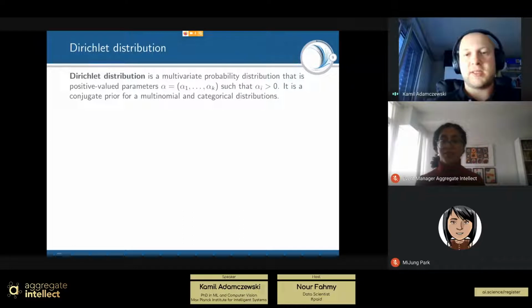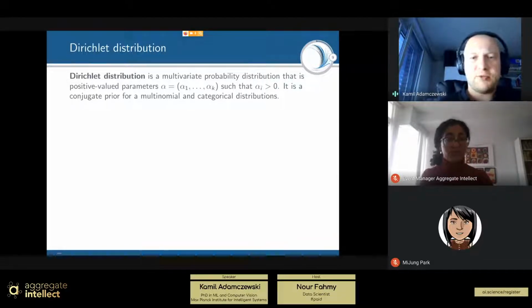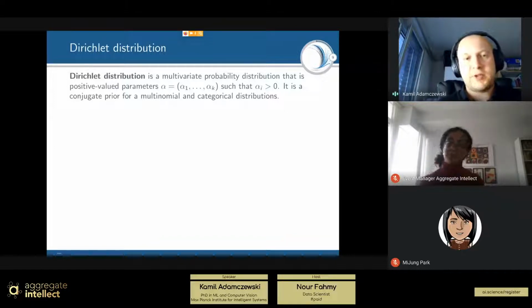So we now know what an importance switch vector is, and the question is now, what form does it take? And that's where the Dirichlet distribution comes into play. I will first briefly introduce the Dirichlet distribution, because understanding it is important to how pruning happens during training. The Dirichlet distribution is a multivariate probability distribution with positive-valued parameters. So the number of variables, the number of dimensions, is equal to the number of parameters. They are positive. And the Dirichlet distribution is also a conjugate prior for a multinomial or categorical distribution.